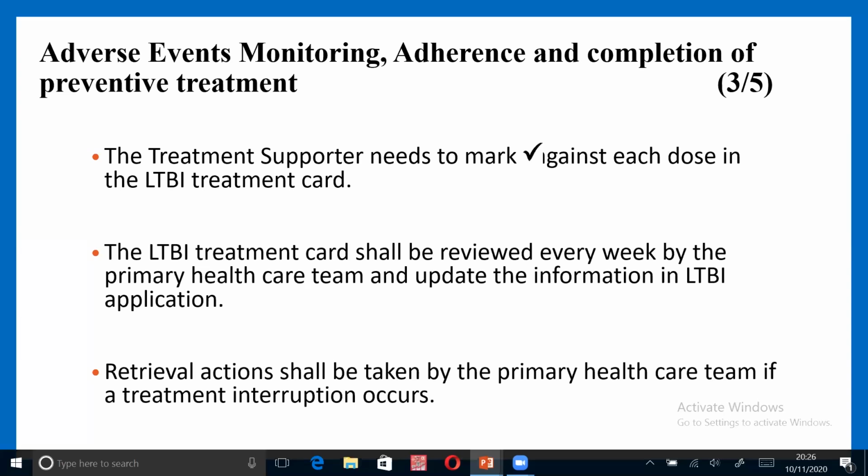The LTBI card will be reviewed every week by the PHC team, who will update the information. And in case we are not able to identify that, or we identify that these children are not being given the drugs correctly, then the PHC team should make an effort to see that treatment interruption doesn't occur.